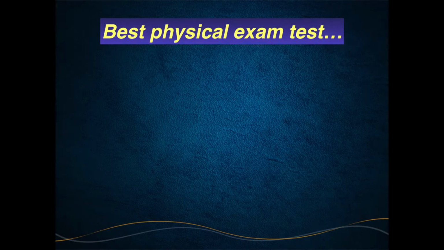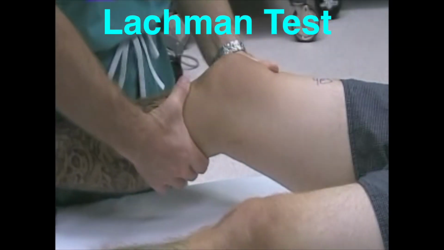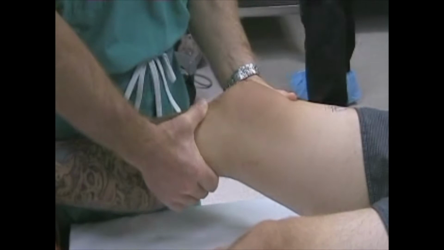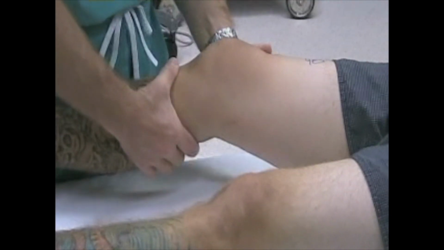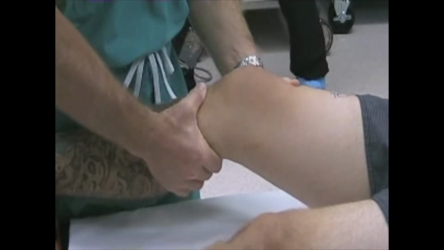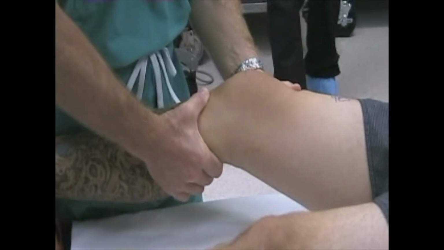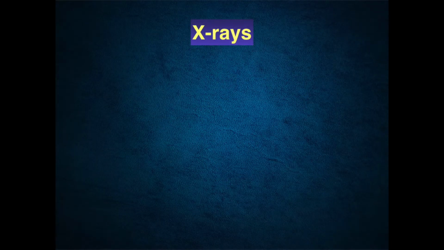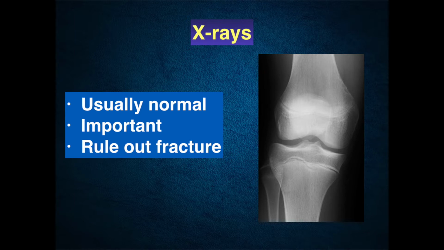Now our best physical exam test is called the Lachman test, and we stabilize the tibia and the femur, and the lower leg or tibia is translated anterior or forward. Here's a slow motion of that. You can see how the lower leg in my right hand is translating in an anterior or forward direction. That's an ACL tear.